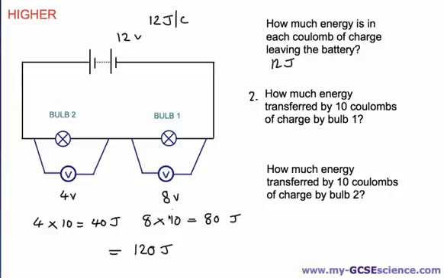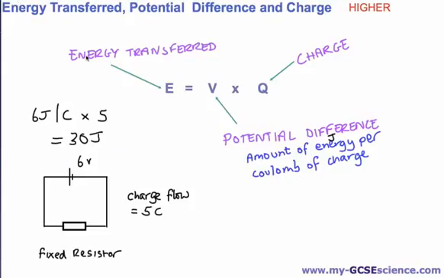And if you think about it, if we work it back down to 1 coulomb, we've got 12 volts, that's 12 joules per coulomb, and that means 8 joules per coulomb would be for bulb 1 and 4 joules per coulomb for bulb 2. So it all kind of adds up and makes sense. Okay, so that's how you use the formula. That is energy transferred equals potential difference times charge. The key is probably remembering that potential difference means amount of energy per coulomb of charge, and that should help you when you come across a question that revolves around this formula.